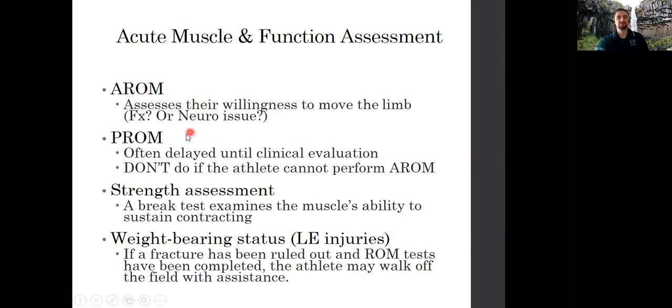So if they can do active and passive, then you can move on to strength, because this is the most stress, right? The most torque or force applied to tissues, which could cause pain and discomfort. So if their strength is fairly normal, then you can have them try to stand up, right? Weight bearing. So this is a stepwise progression that you do. First active and passive, then you do a break test, and if they can pass all those, then you can see if they can stand up if it's a lower extremity injury.